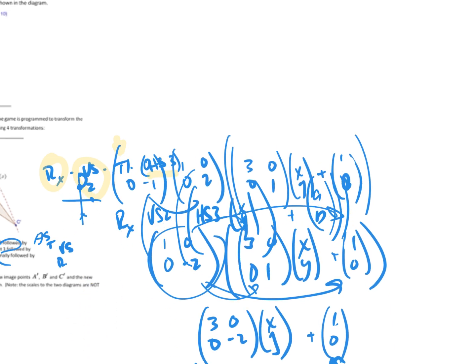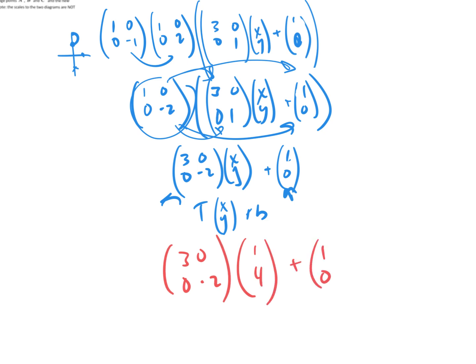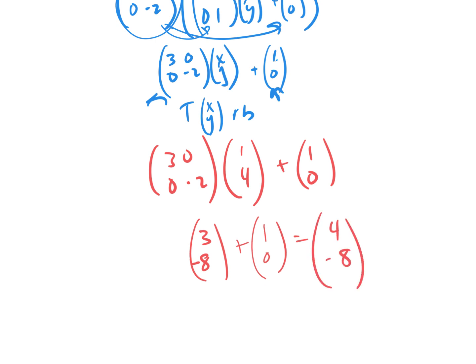So if we continue looking at what it says here, now it says A is shown above, determine the image point A prime. Well, that is just (1, 4). What I can do for this is I take this matrix here and I plug in [3, 0; 0, -2] times (1, 4), if I'm remembering correctly, plus (1, 0). And when I multiply that out, I get (3, -8) plus (1, 0), which is then (4, -8).